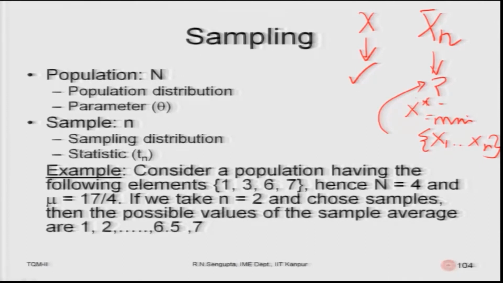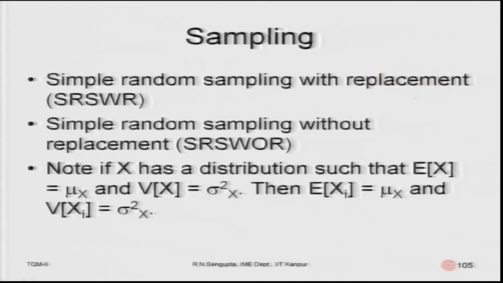If we take n equal to 2, that means we take 2 observations at each go, and the 2 observations can be any combination. It can be 1 1, it can be 1 3, 1 6, 1 7, and at the other extreme it can be 7 1, 7 3, 7 6, 7 7. Then the possible values of the sample average can be 1 plus 1 divided by 2, which is 1, and another extreme is basically 7 plus 7 divided by 2, which is 7. So, this would be the sample statistic for which we need to find the distribution function.